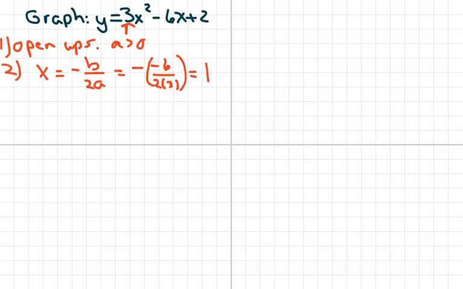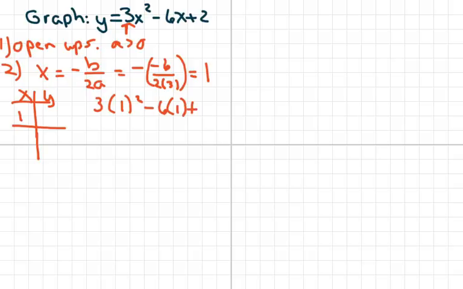Now, as promised, to find the y-coordinate, all you're going to do is, like in a table of values, when you have an x, what do you do to find the y? You just plug it in. So when you plug in 1 here, you're going to get 3 times 1 squared minus 6 times 1 plus 2. And when you do that, you're going to get negative 1. So that is the x part and this is your y part. So your vertex is going to be at 1, negative 1.